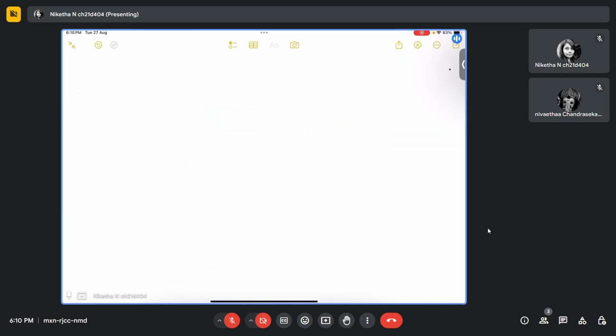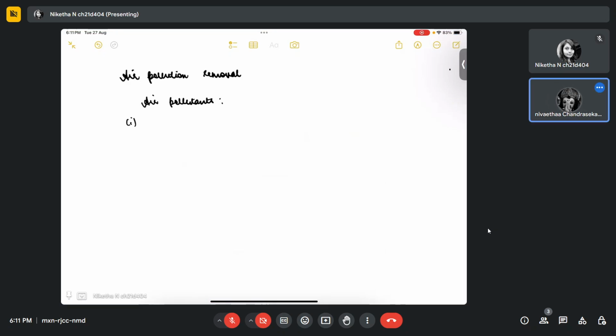So, air pollution removal. Before we begin with air pollution removal, we need to see what the different kinds of air pollutants are. Can you give me some categories of different air pollutants? Primary and secondary air pollutants. Primary and secondary, yes, but in terms of their nature, in terms of their character.